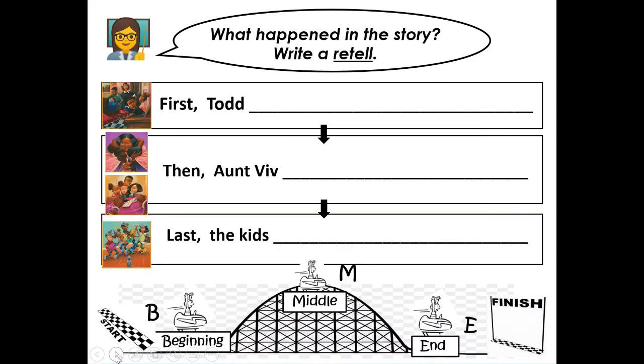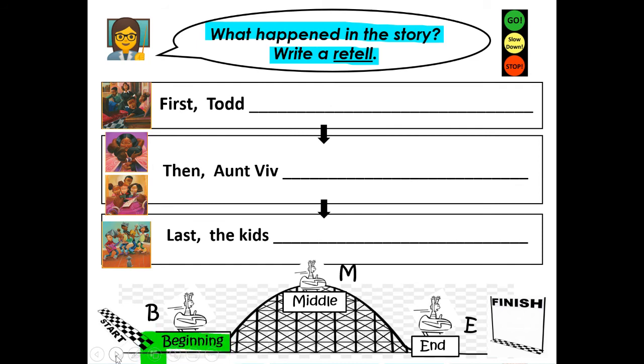All right. What happened in the story? Write a retell. We're going to use our traffic light example. Green means go. That's the beginning. Start the story. Yellow means slow down. Tell what happens in the middle. And then red means stop.